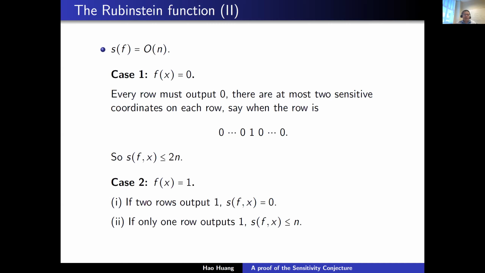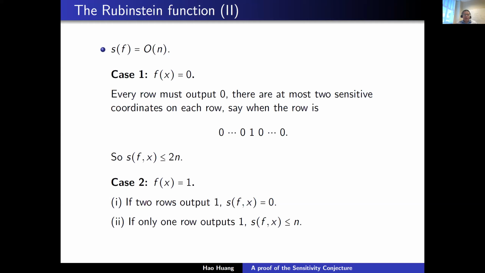Since in every row there are at most 2 sensitive coordinates, and there are only n rows in total, the sensitivity of this Boolean function at x is at most 2n. So it's at most linear. Now if you look at those x which output 1, there must exist at least one row that outputs 1. Again, let's discuss 2 cases. If there are at least 2 rows that output 1, then none of the variables is sensitive, because you are only allowed to change one variable. That can change the output of at most one row, and the other row still outputs 1, so it does not change the value of f. So the local sensitivity at those inputs is equal to 0.